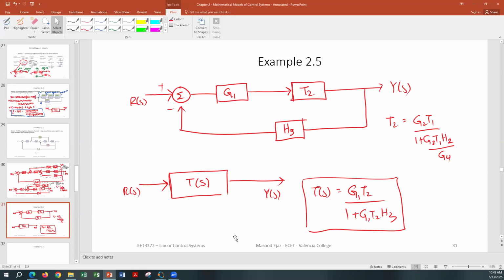So in this case, we are using two relationships from that block diagram module. One pickoff point moving beyond a block, and then elimination of the feedback loop. 3 feedback loops we eliminated in this case.